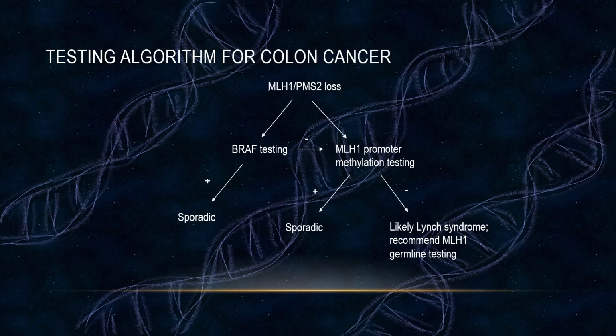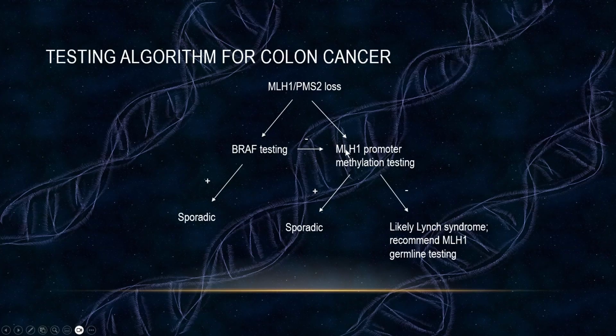All right, so let's talk about the algorithm. And I've heard there have been questions about this on important tests. So say you have MLH1, PMS2 loss. You can actually do either BRAF testing or MLH1 promoter methylation testing in colon cancer at least, because 50% of the cases with the promoter methylation will also have that BRAF V600E. So if you detect that, if it's positive, you assume it's sporadic and you can stop there and move on. If it's negative, again, that only catches 50% of the cases, so you still have to go to the promoter methylation testing.